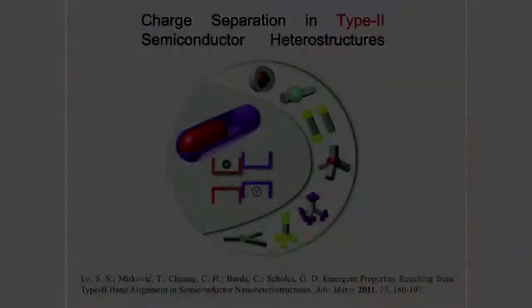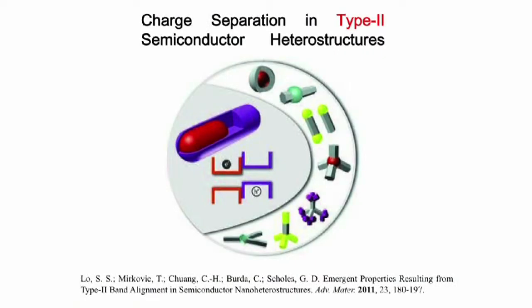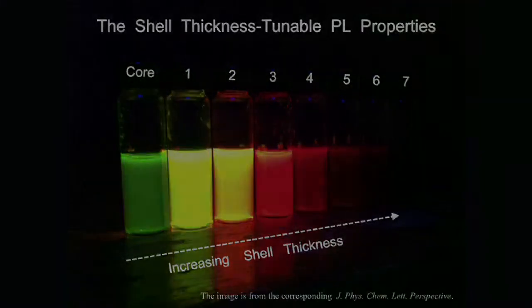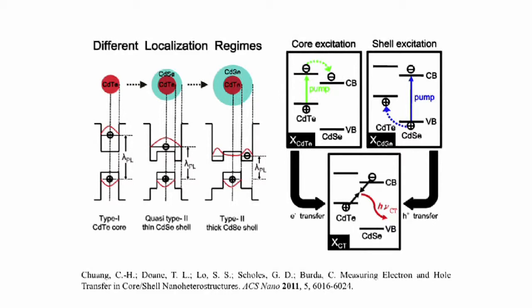We have been particularly interested in type 2 semiconductor quantum dots. This kind of material has a long-lived charge transfer state. It is potentially useful for photovoltaics. I synthesize a series of core shell quantum dots with increasing shell thickness. With increasing shell thickness, we observe the transition from type 1 to quasi-type 2 regimes. With laser spectroscopy, I can study charge transfer across the nanoparticle interface, relaxation to defect state, and radiative recombination as a function of shell thickness.